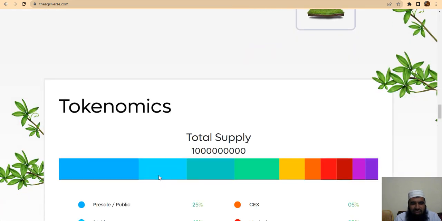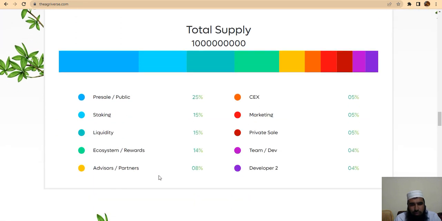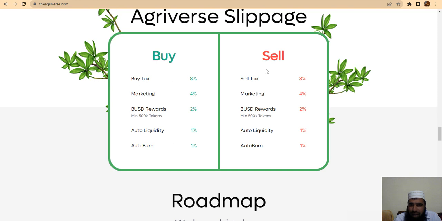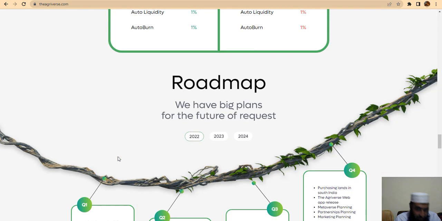You can visit their marketplace, and the tokenomics of the project you can see in millions. You can also see their presale and public sale, 20% staking, 15% liquidity, 15% ecosystem, 14% advisors and partners, and the remaining allocations. This is very easy to understand because this is a real project. You can buy, you can sell, everything is available in this project. There are auto burns, and this project has a lot of features.